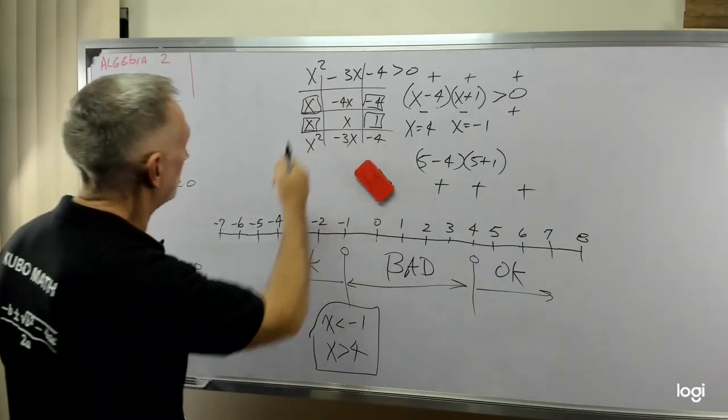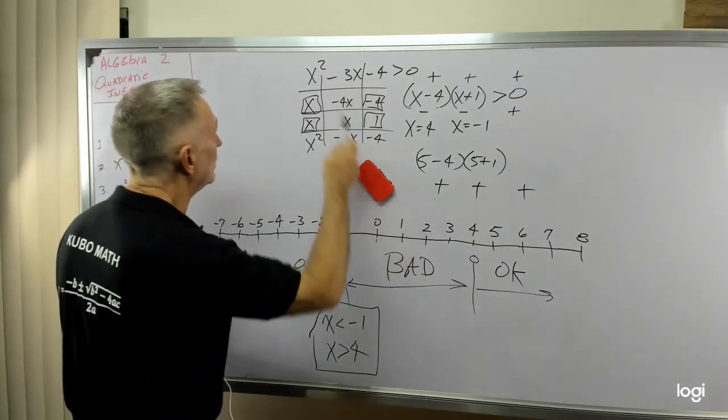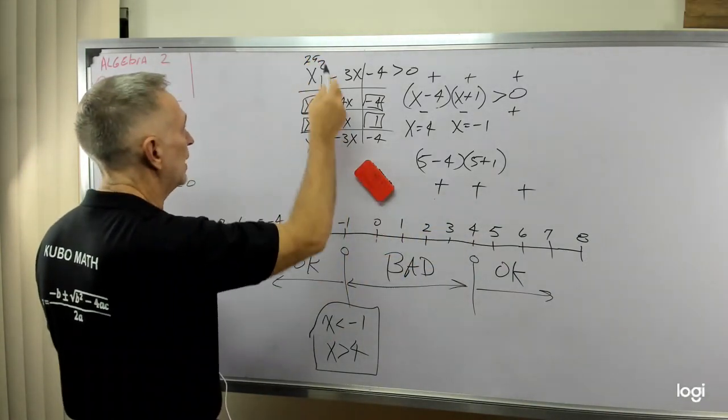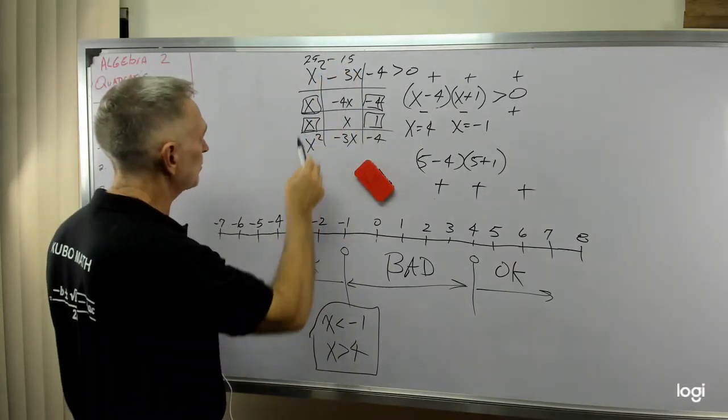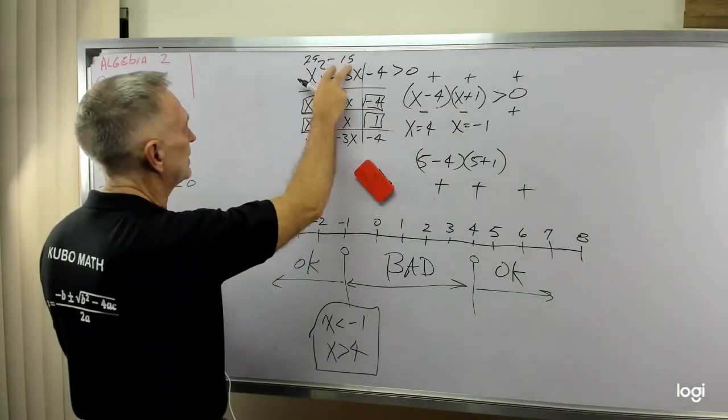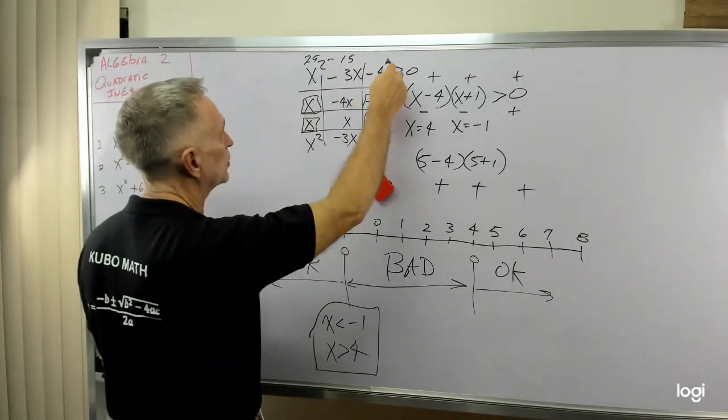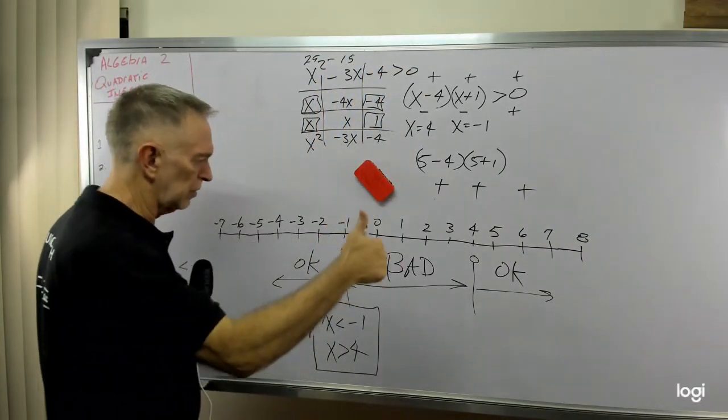Okay, let's think about x greater than 4. Let's just plug that back in. Let's say 5. 5 squared is 25 minus 3 times 5, which is 15. So that gives me 10. 10 minus 4 gives me 6. 6 is greater than 0, so that works out.